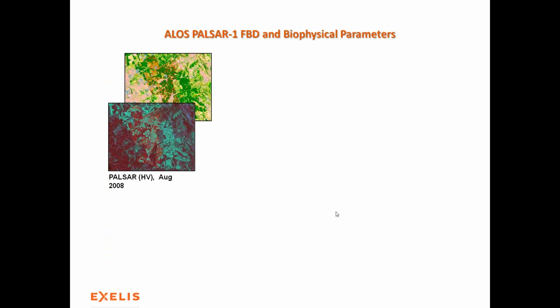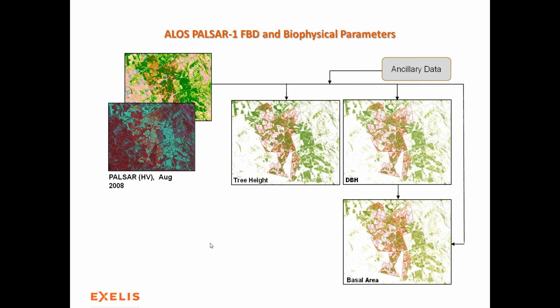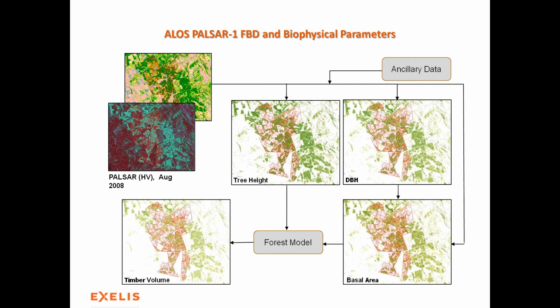And this diagram shows the workflow to extract biophysical parameters from SAR data. With the addition of ancillary data from ground truthing, we can extract timber height, diameter of breast height, and basal area. And this uses pulsar data and field data. For forest model creation, rules are different for different species and so on. The creation of forest model requires knowledge of the area and the types of trees which are going to be present in that area.